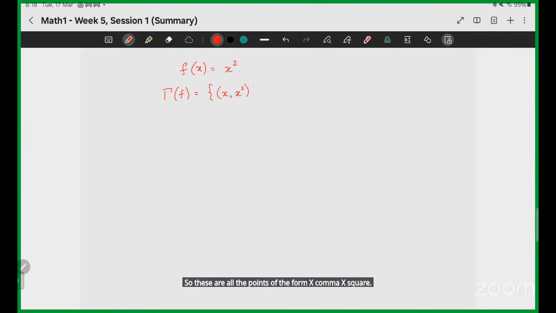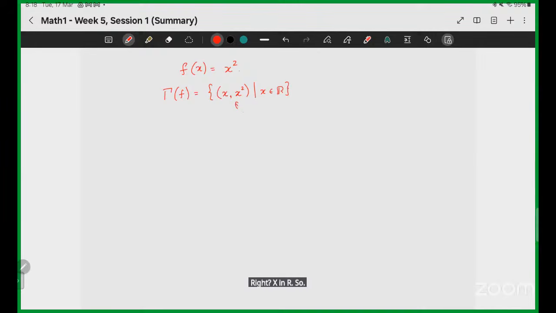Let's take a simple example. f of x is equal to x squared. What are the points in the graph of this function? I'll write it as gamma of f. These are all the points of the form x comma x square, where x is in R.